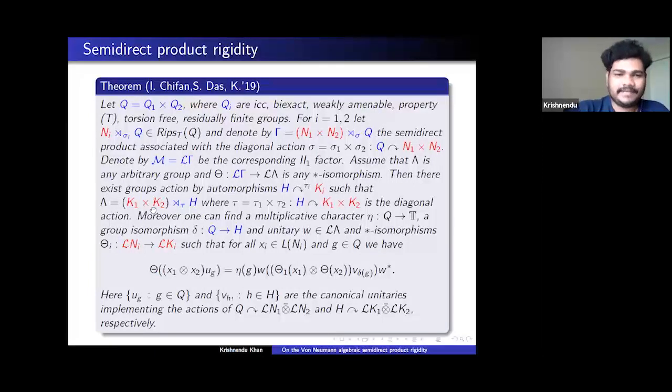But this red color, that's why I put this red color in this core group, we cannot recover this core. What we get is that there are star isomorphisms theta_i from L(N_i) to L(K_i), but we cannot recover literally. If you want an honest-to-God rigidity result here, you probably would expect theta_i goes from N_i to K_i.